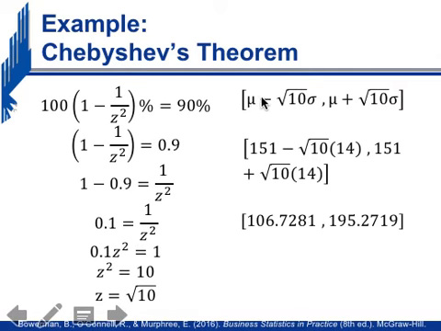So we will get mu minus the square root of 10 times sigma to mu plus the square root of 10 times sigma. So the mean of the dataset is 151. The standard deviation of the dataset is 14. Computing for the lower and the upper limits, we will get 106.7281 to 195.2719. So this interval contains at least 90% of all the numbers in the dataset.